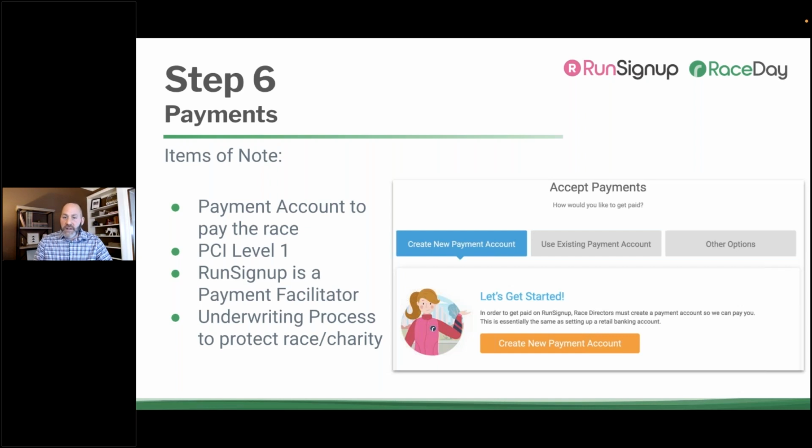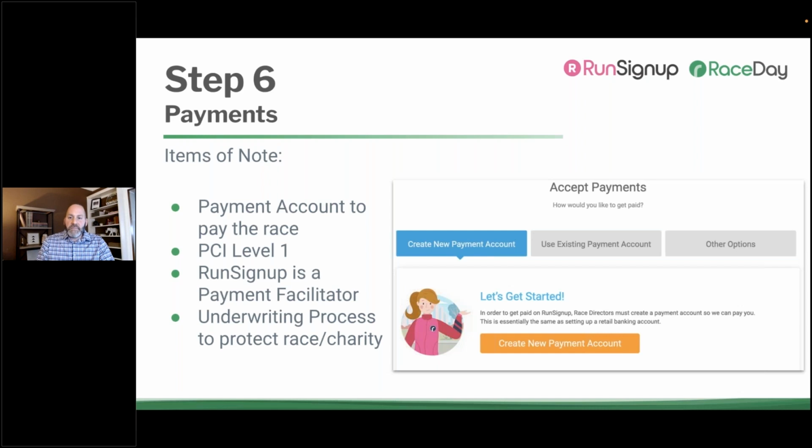We want to note that all transactions that are processed on RunSignup and all the system here with the payment accounts, that's PCI level 1 compliant. And also RunSignup is a payment facilitator, so we're not actually processing the payments necessarily. It's going to a third party called Adyen. They're processing it, and they're also assisting with the underwriting process, making sure that who's using our platform is using it for its intended purpose and not for anything nefarious.